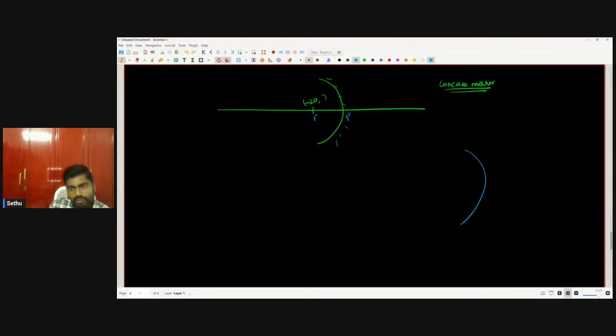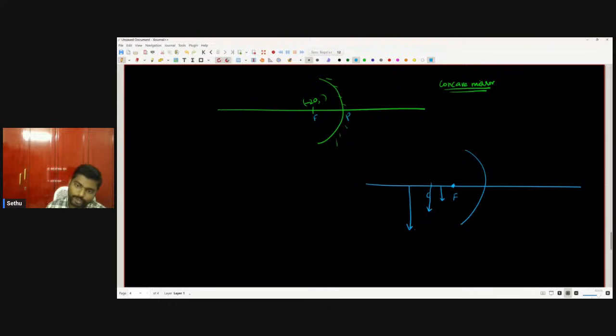Different cases for image formation. Let us say this is the focus, this is the center of curvature, this is beyond the center of curvature. Supposing you are at infinity, the image is formed at the focus. If you are beyond the center of curvature, the image is formed here. If you are at the center of curvature, the image is formed here, the same size as that of the object, but inverted.